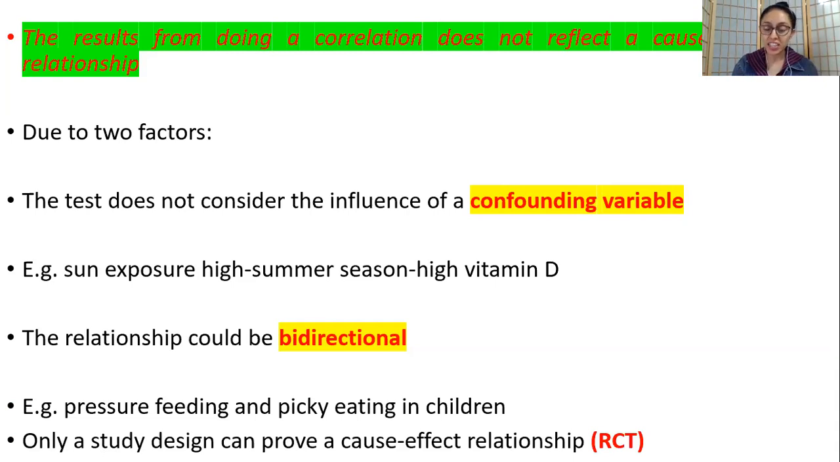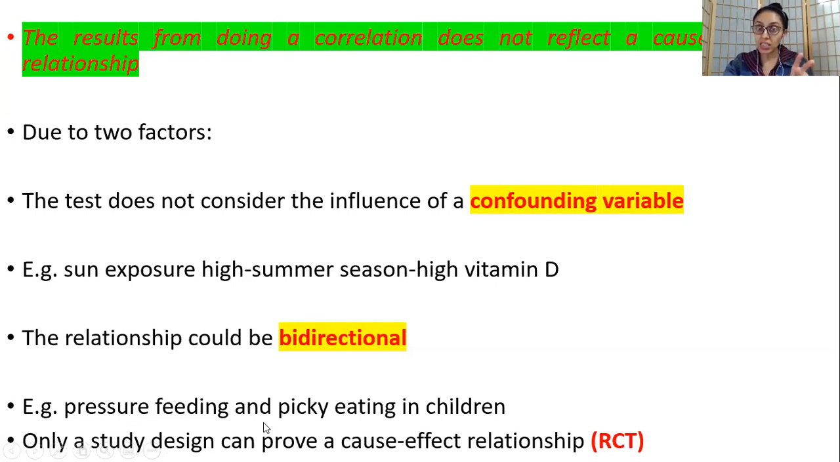So basically, it is because of the child's behavior that the mother has to pressure feed. There could be an argument the other way, where picky eating becomes the IV, that the child's behavior is compelling the mother to pressure feed the child. But it could be the other way around also, where you are saying no, it is because the mother is compelling the child to eat, that is why the child is exhibiting picky eating behavior.